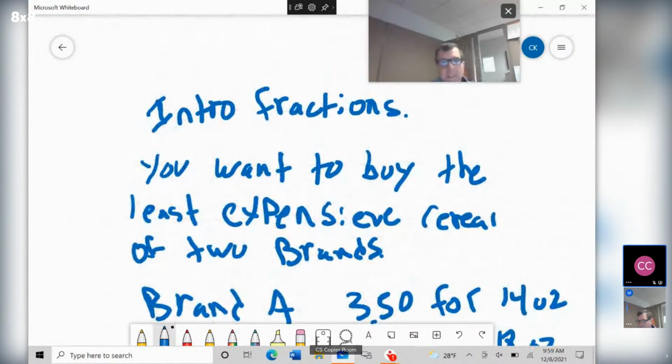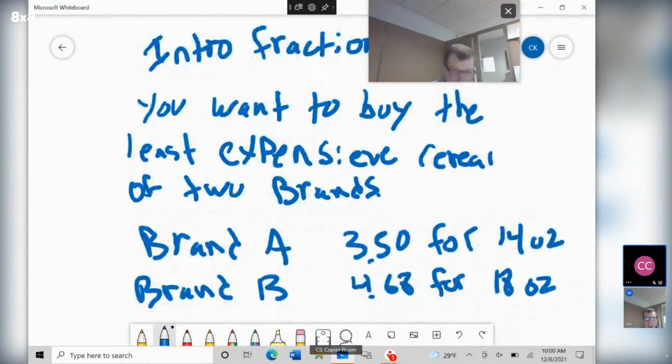What I want to do today is we're going to start fractions, but first I want to do another word problem just to wrap up decimals. We'll be going back to decimals when we talk about fractions, decimals to fractions. Today, before we do fractions, I gave us a word problem. If you want to buy the least expensive cereal of two brands: brand A costs $3.50 for a 14-ounce box, and brand B is $4.68 for an 18-ounce box. What we want to find out here is how much it costs per ounce for each box.